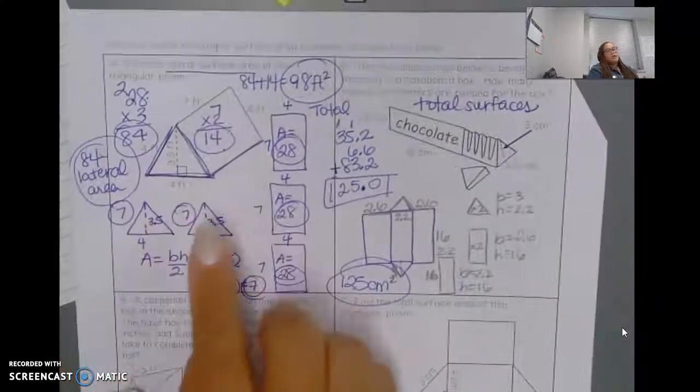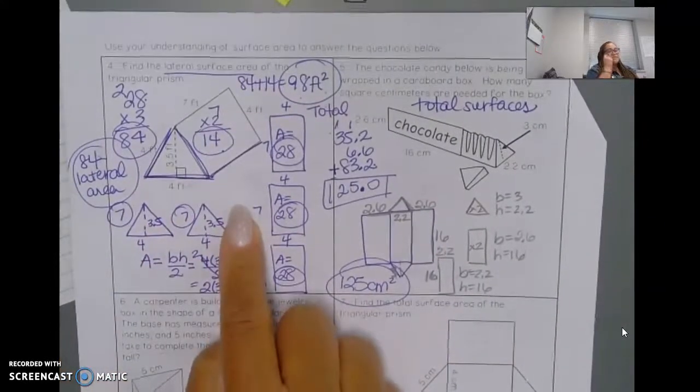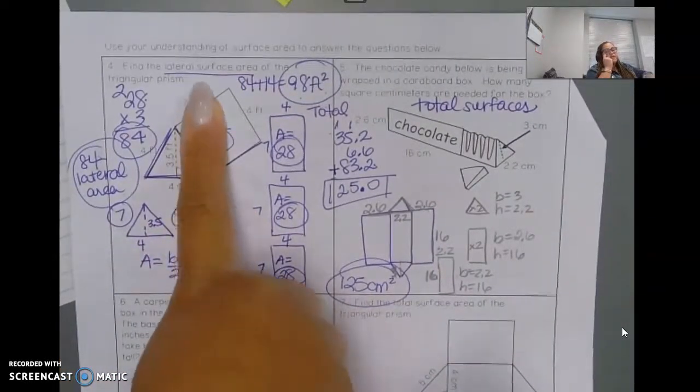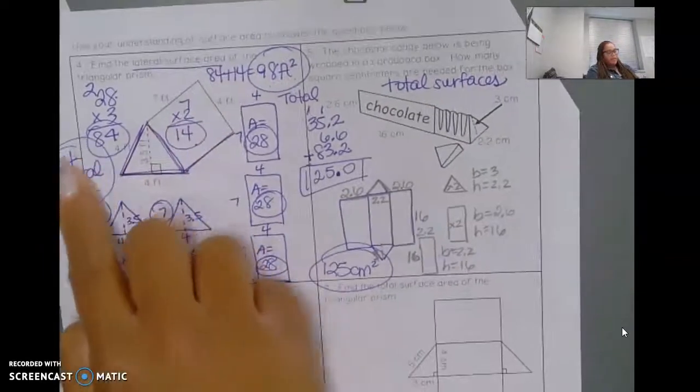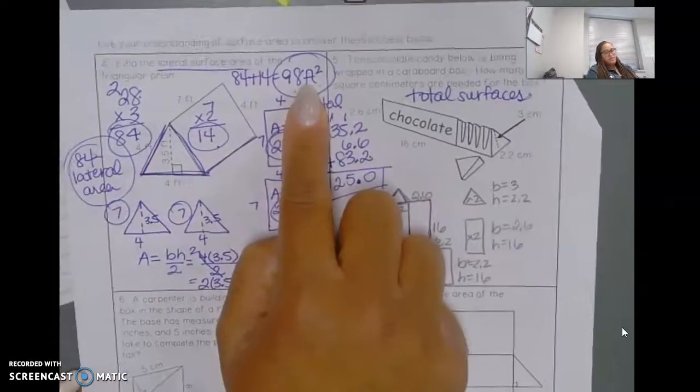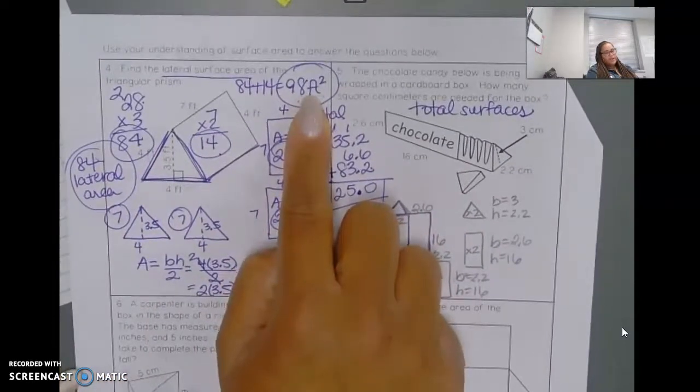All right, so then we continued to show work here. I ended up finding the total surface area for this question, even though it asked for lateral area. So I took it a step back and I found my lateral area here, and then I took it a step forward and found my total surface area.